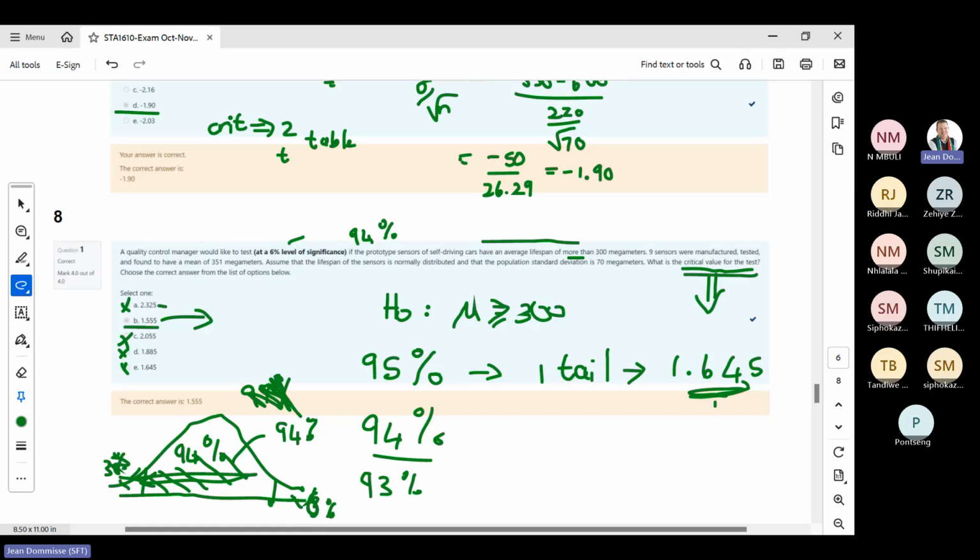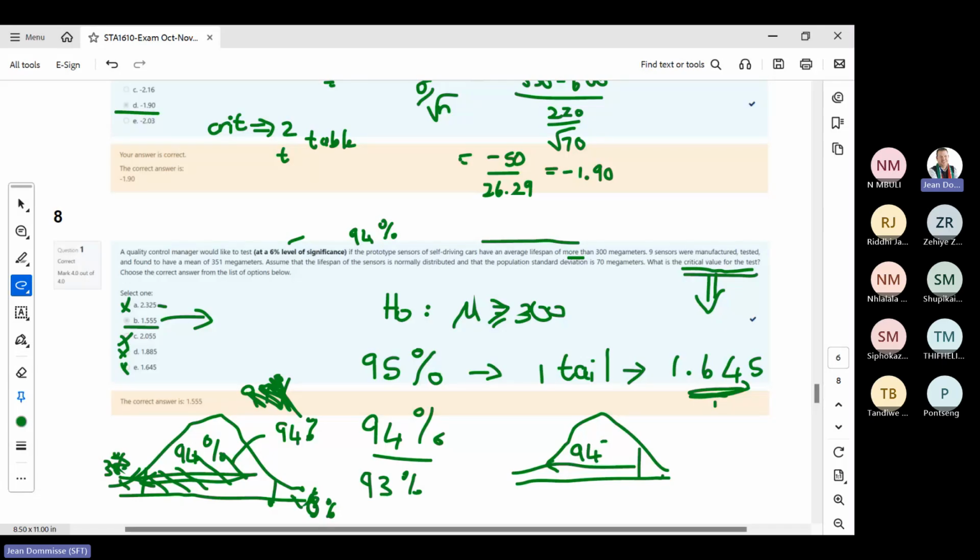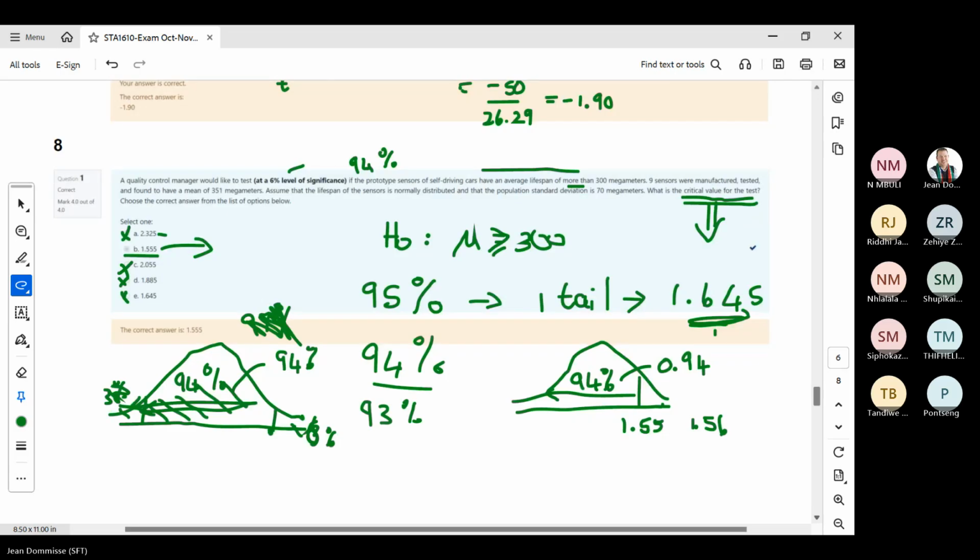Does anybody get it on the Z positive table where this whole area is 94% or 0.94? What is your Z value? Yeah, I think it's going to be between 1.55 and 1.56. Is that what you guys got? Okay.